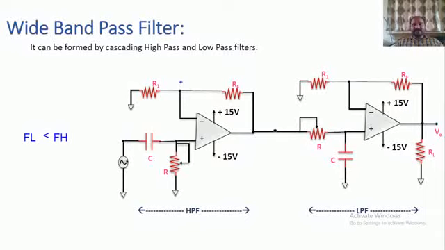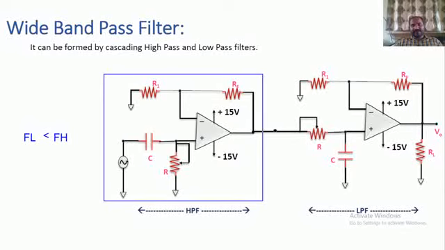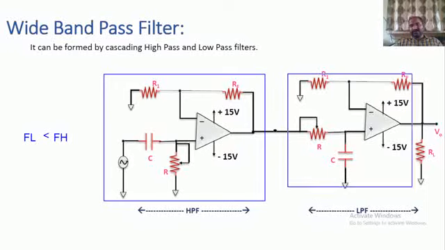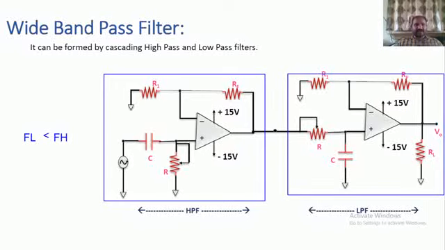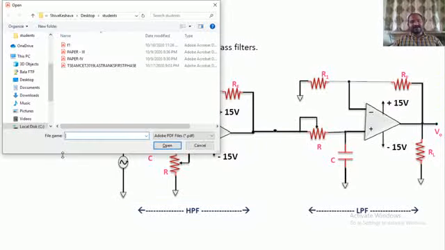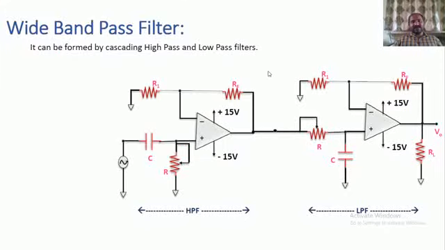Okay, so this is the high pass filter and this one is a low pass filter. Whatever high pass and low pass filters we choose in constructing the band pass filter, we should choose the high pass filter whose cutoff frequency is less than the cutoff frequency of the low pass filter. And they should be connected like this: the output of the high pass filter should be applied as an input to the low pass filter.